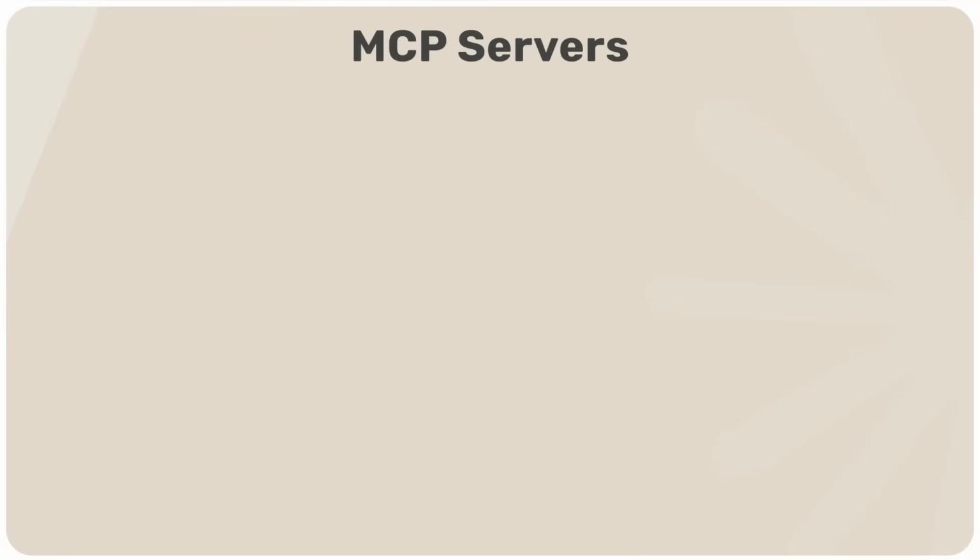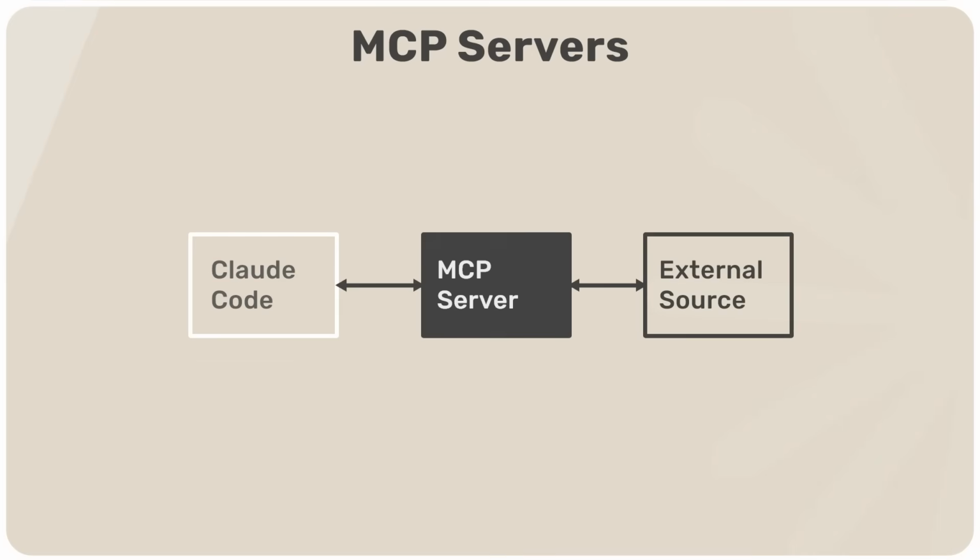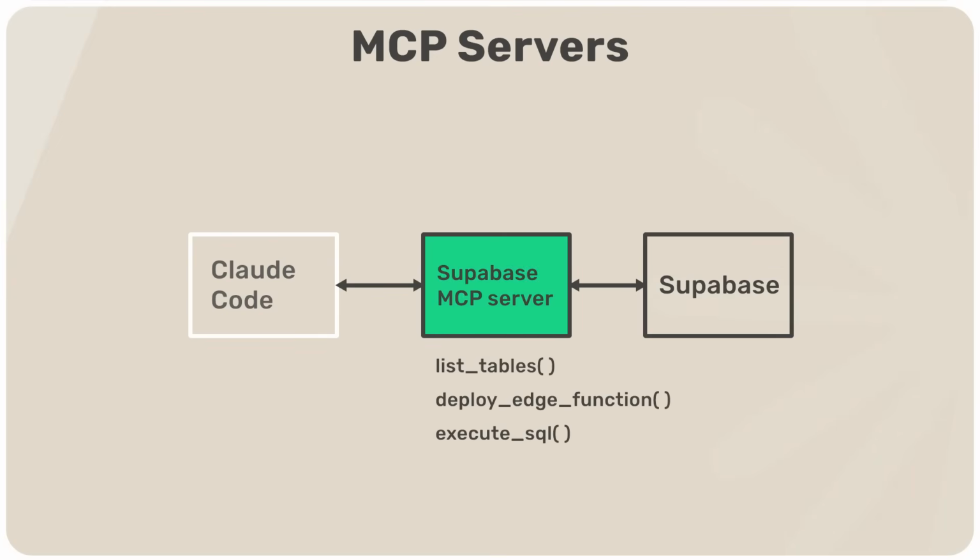And different MCP servers come with different tools to do different things and interact with different sources. So you can think of an MCP server as something you can essentially plug into Claude Code or whatever client you're using, and then Claude, directed by the AI model, can use whatever tools the server provides to interact with some external data source. For example, the Supabase MCP server contains tools to do things like list tables, deploy edge functions, and even execute SQL commands.